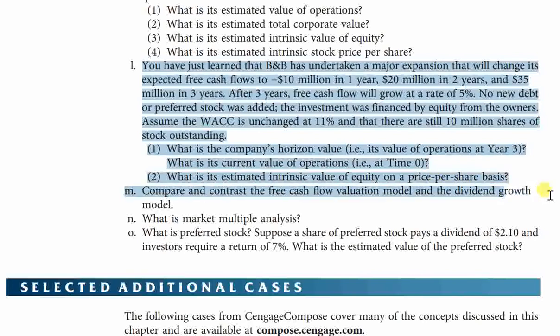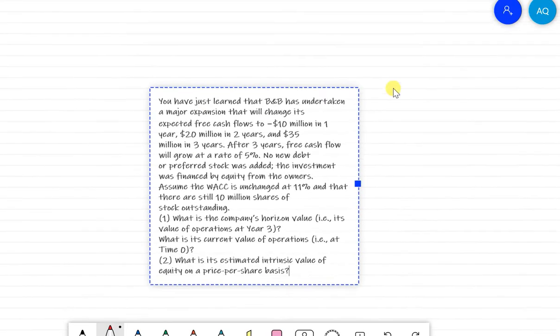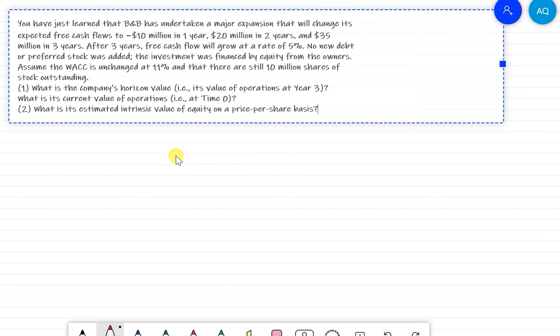Next is part L. So you have just learned that B&B has undertaken a major expansion that will change its expected free cash flow to minus 10 million at year 1, 20 million at year 2, and 35 million at year 3. After 3 years, free cash flow will grow at a rate of 5%.